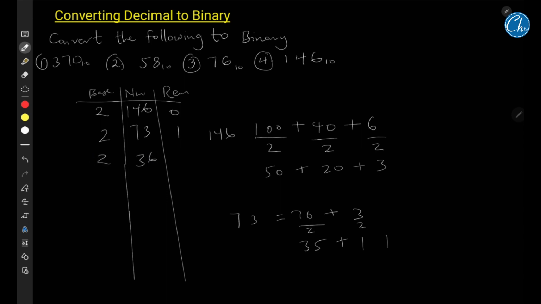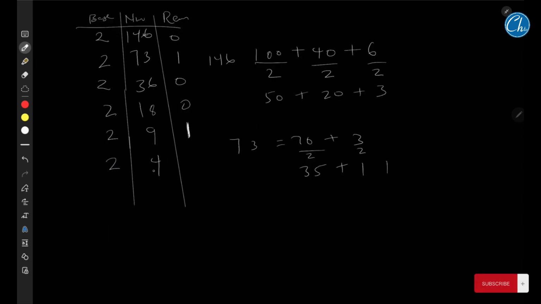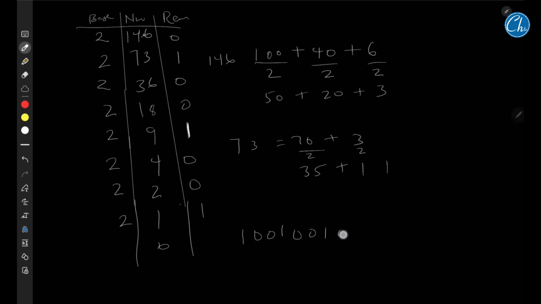Repeat your 2. 2 will go into 36 how many times? 18 remainder 0. 2 will go into 18 how many times? 9 remainder 0. 2 will go into 9 how many times? 4 remainder 1. 2 will go into 4 how many times? 2 remainder 0. 2 will go into 2 how many times? 1 remainder 0. 2 will go into 1 how many times? 0 remainder 1. So in reading our answer, we are going to get 1001010 base 2.